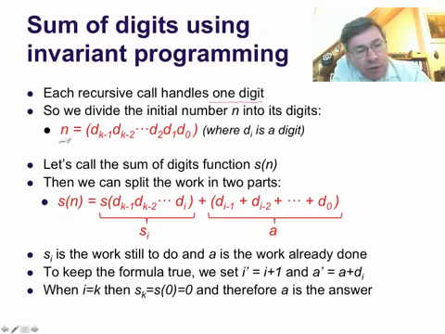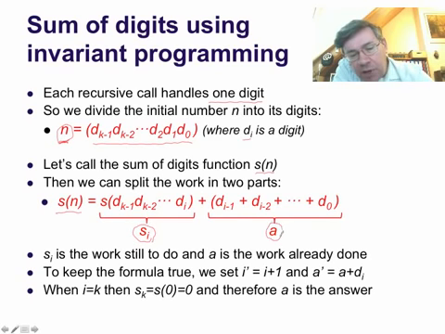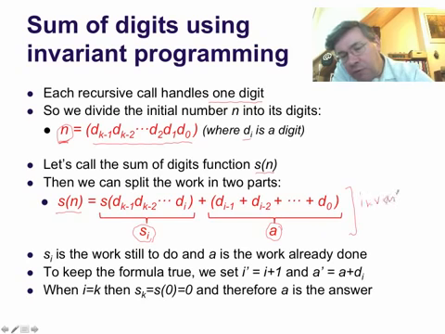So we take the initial number n here and we write it down as its digits. Each of the d_i's here is one digit. Let's call the sum of digits function s of n. And then we have the following invariant. We can split the work into two parts. We have s of n is equal to s of a part of the number plus the sum of the digits of the other part. These two parts, we call the first part s_i and the second part a. So this here is going to be our invariant.